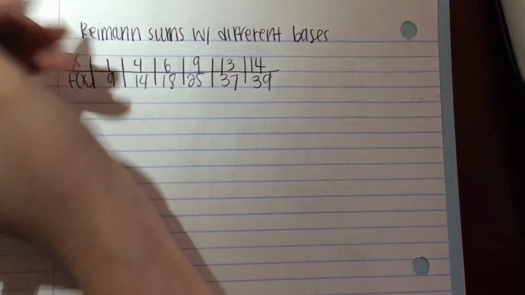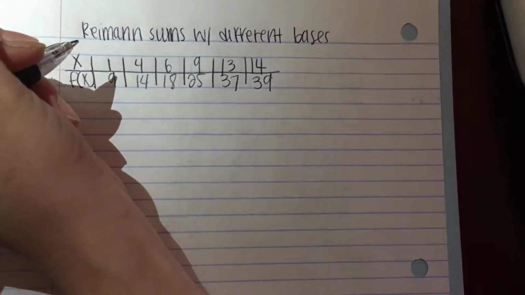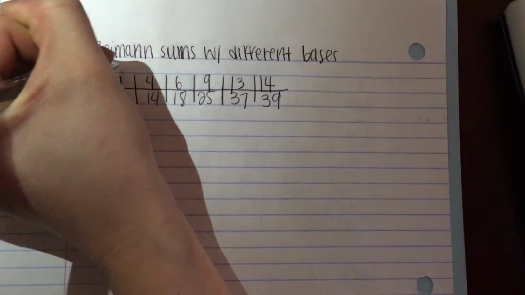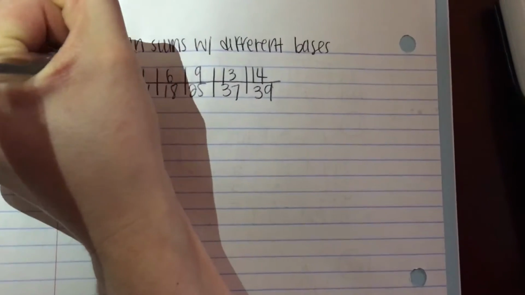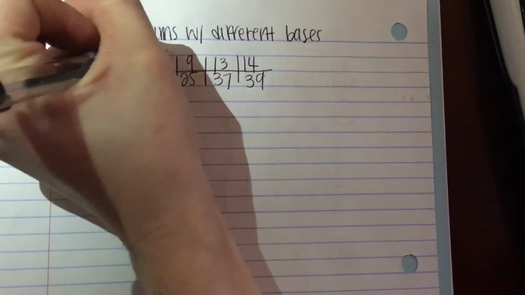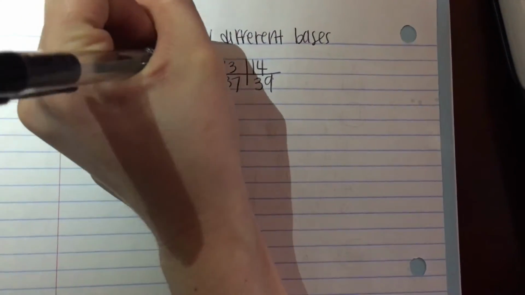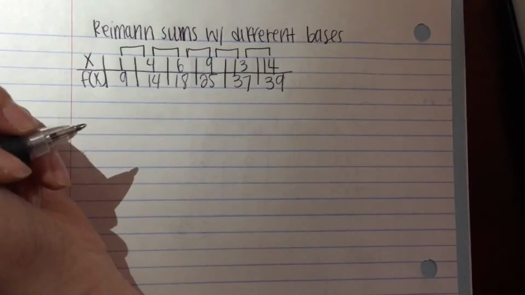These are rectangles, and I'm doing left hand, right hand, midpoint, and trapezoid with 5 rectangles. So 1 to 4 is 1, 4 to 6 is 2, 6 to 9 is 3, 9 to 13 is 4, 13 to 14 is 5 rectangles.